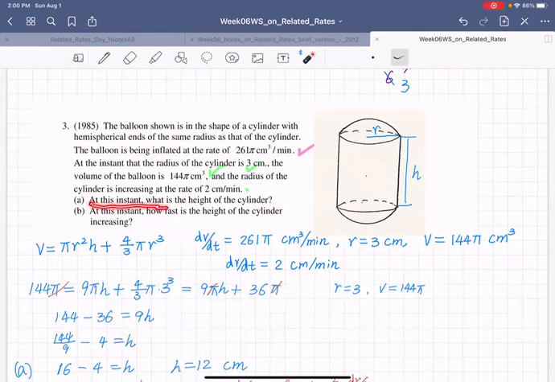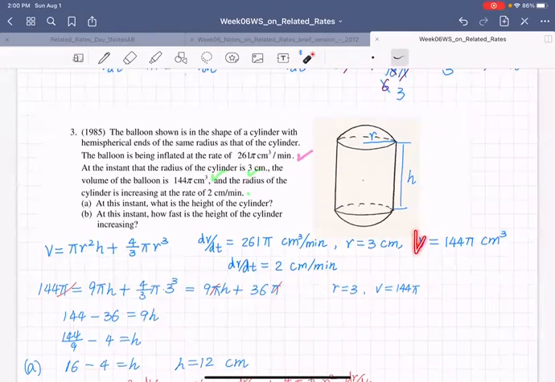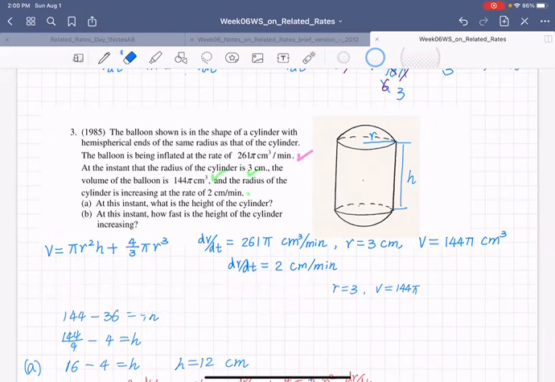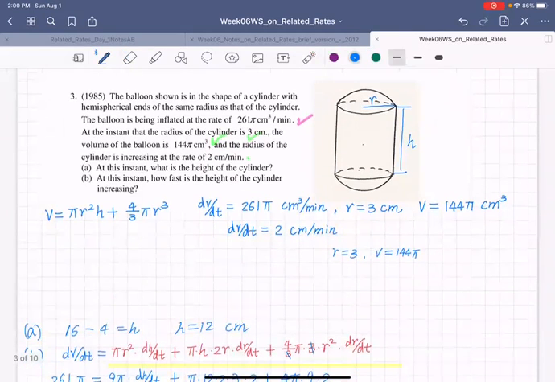At this instant, what is the height of the cylinder? So we need to find h. They ask you the h, correct? Well, we have the volume, we have the r, right? We should be able to get the h. We have one unknown, so we are solving a one variable equation, which is algebra 1.